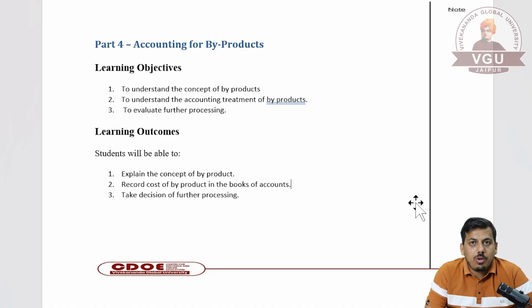We are discussing joint product and byproduct of management accounting. In the previous part, we have already understood what is meant by joint product and byproduct, and we have understood the methods of apportioning common cost, like NRV and the physical method. In this part, we are going to understand the accounting for byproducts.